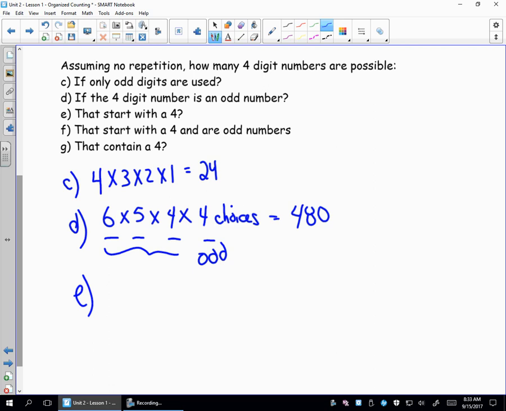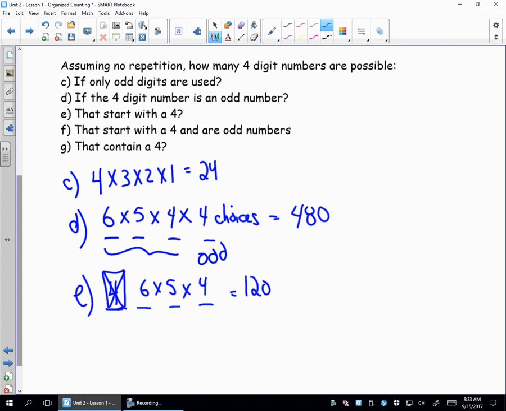How about things that start with the number 4? So in other words, I put the number 4 right here. Well, if I put the 4 there, it's gone. I've used it up. What am I left with? I'm left with all the other digits. How many of them are there? Well, there's 6 choices for this number. No repetition, so 5 choices for this number and 4 choices for this number. And I get 120. Now notice this time the number 4 isn't a choice, it's the number 4. The choices are actually the other 3 spots.